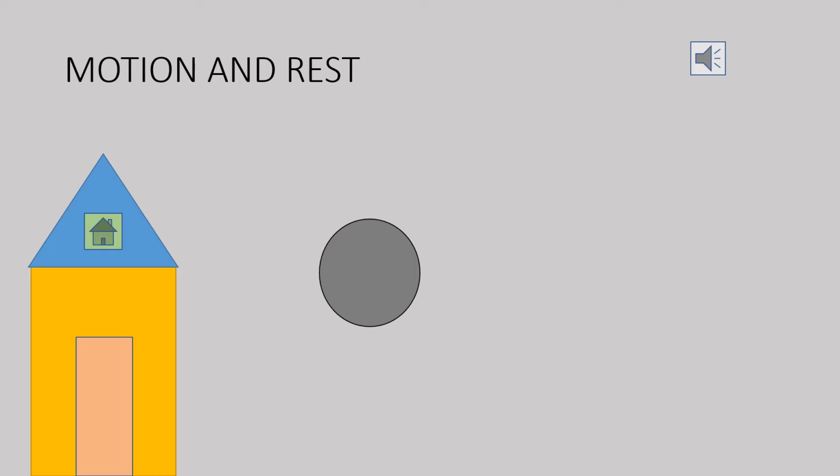Motion and rest. The house is in rest, whereas the ball is in motion. So when do we say an object is in rest or motion? When the object changes its position with respect to time, then it is said to be in motion. Whereas an object which doesn't change its position with respect to time, we say it to be in rest.